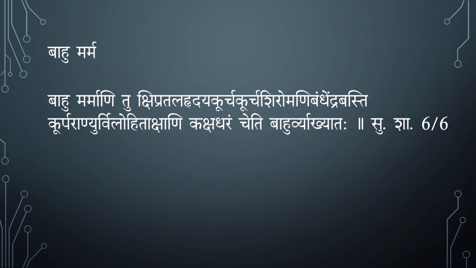Bahu marmani tu Kshipra Talahrudaya Kurcha Kurchashira Manibandhendra Basti Kurpara Ani Urvi Lohitakshani Kakshadharam cheti bahur vyakhyataha. So all the marmas are same except 3, that is Manibandha, Kurpara and Kakshadhara. So total 11 in number. Those are Kshipra, Talahrudaya, Kurcha, Kurchashira, Manibandha, Indrabasti, Kurpara, Ani, Urvi, Lohitaksha and Kakshadhara.